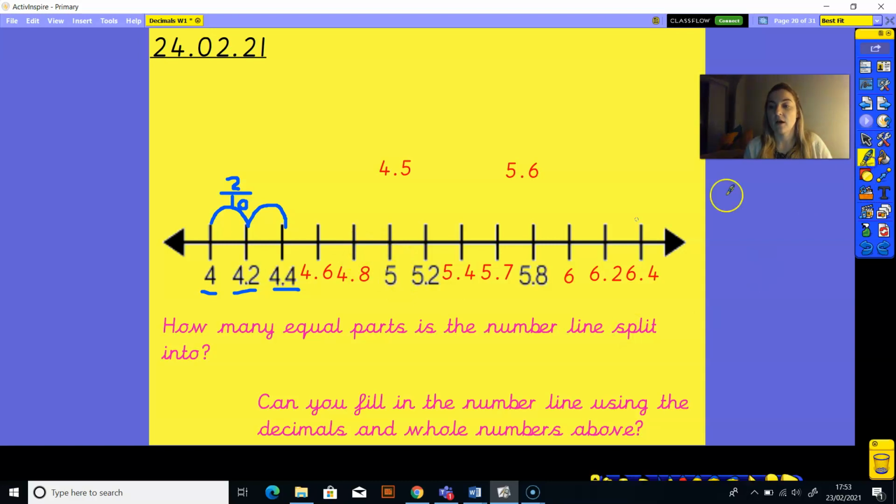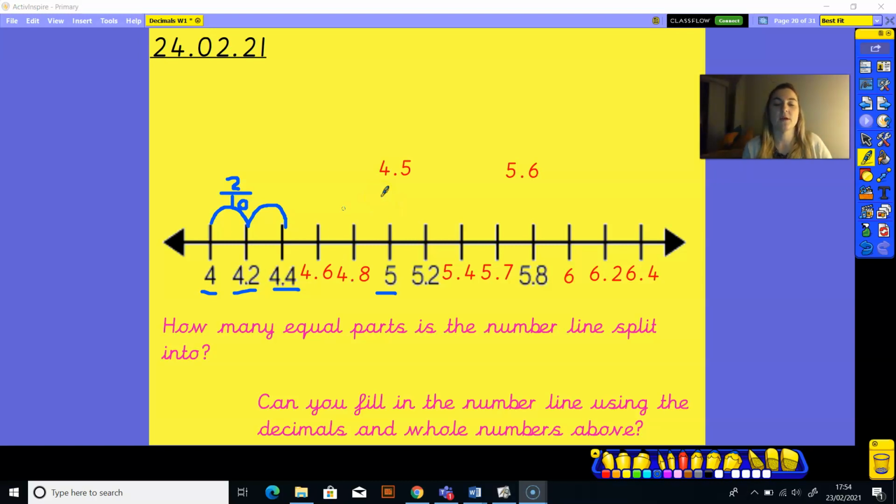Now, I put 5 here. I'm not putting 5.9 because remember, we are counting up in 2s and 10/10 makes 1 whole. So because I've got 4.8, I've added another 2/10, which takes me up to 1 whole. So I now have 5, okay? So slowly my tenths are increasing until I can finally change my whole number from a 4 to a 5.